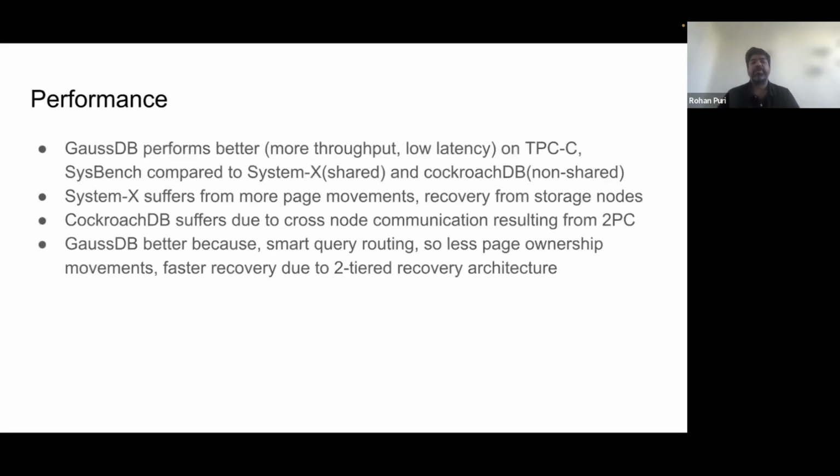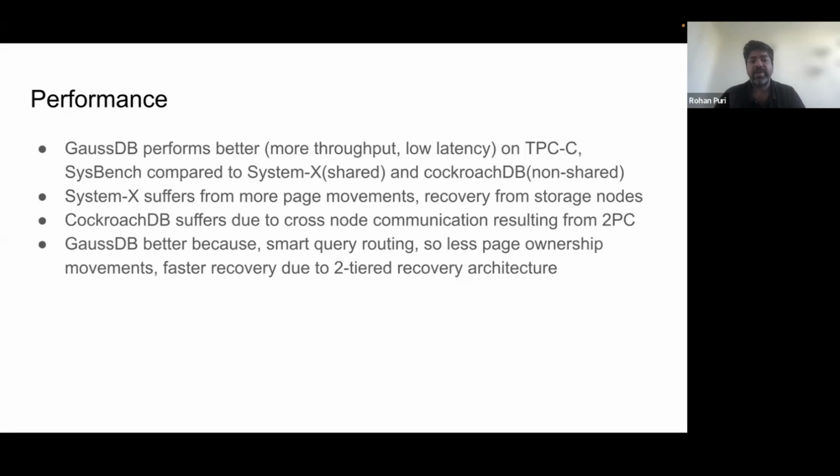So let's talk about the performance. I've not added all the metric details and everything, but I've just collected a gist of what they meant by performance evaluation. So they say that GaussDB is better in terms of throughput and latency on TPCC as well as Sysbench compared to SystemX, which is a shared model, and CockroachDB, which is a shared nothing model.